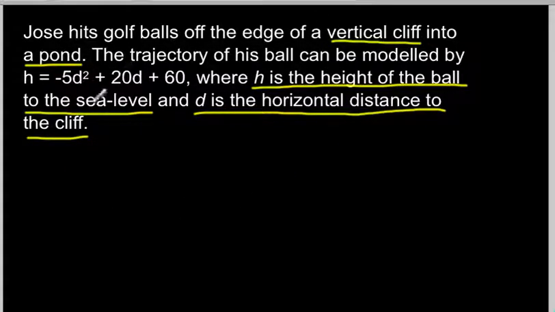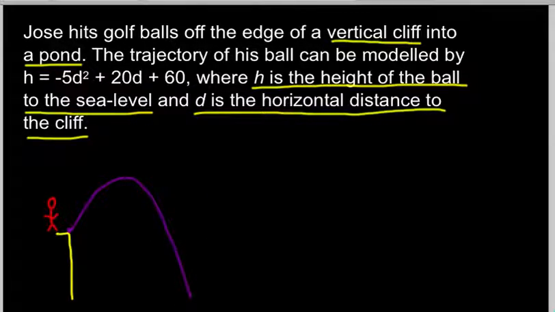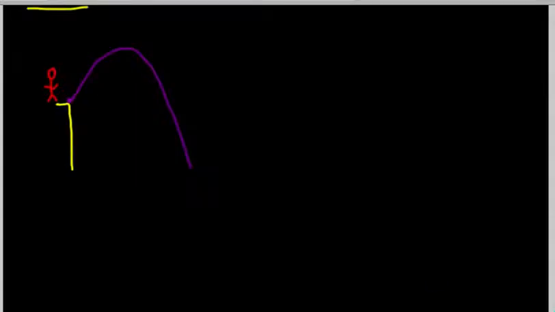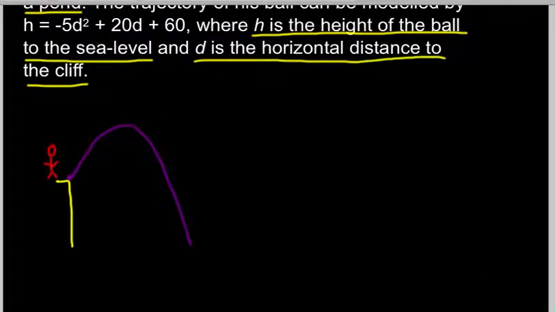The first thing we should do, before we look at some questions in the next slide, is draw a quick sketch of what this looks like. Here it says Jose hits golf balls off the edge of a vertical cliff into a pond. So there's some cliff right here, and Jose is at the top of that cliff. He's hitting golf balls from there, and they shoot up and then go down into some pond. Here I'll draw some blue water, so here's the pond over here.